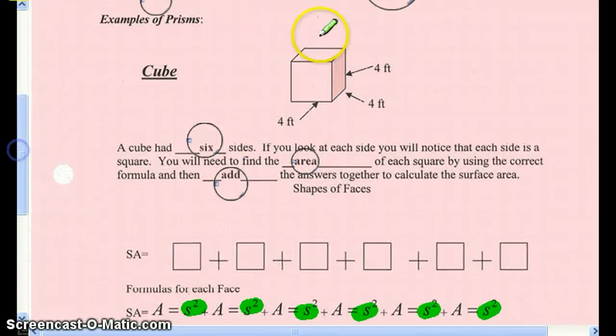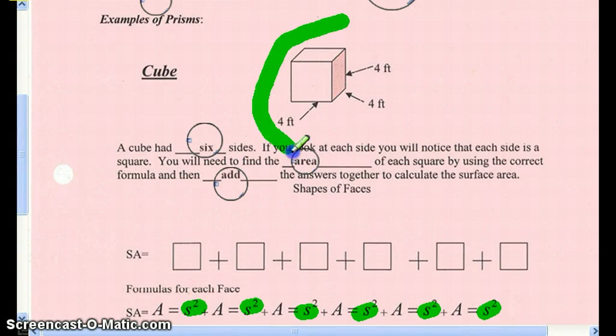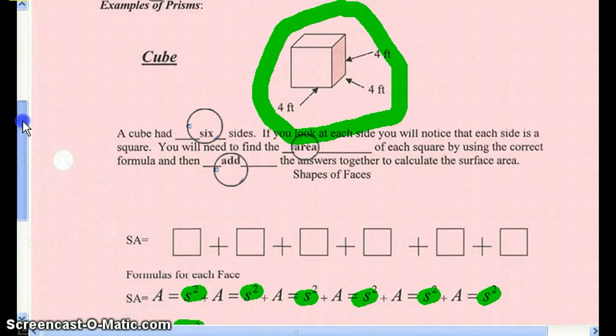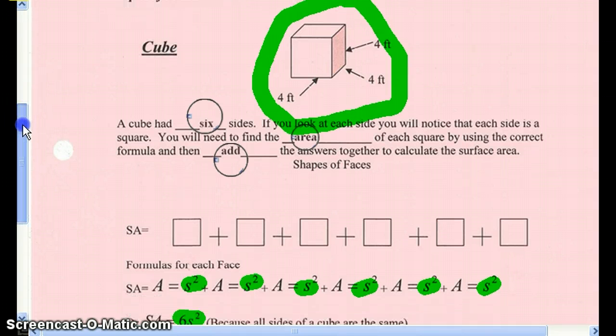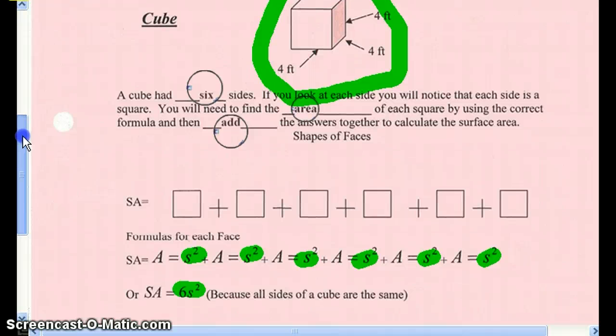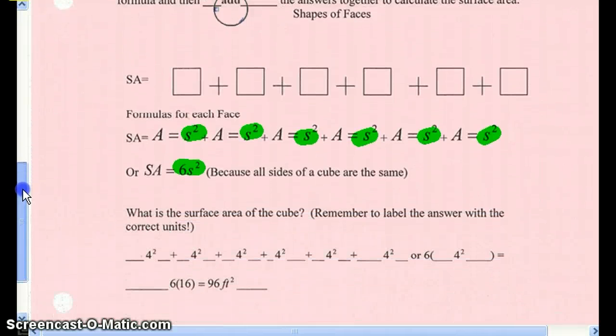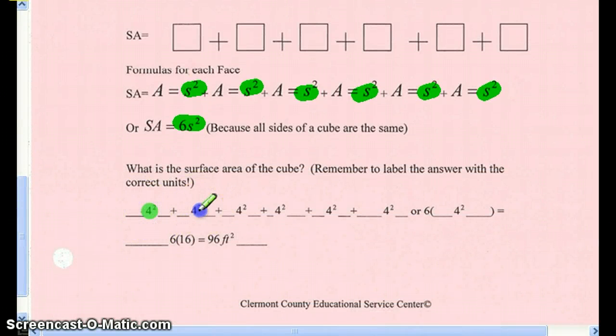So if you look at the diagram of the cube, what I want you to do right now is pause the video, calculate the surface area of that cube below, and then press play to check your answer. So if you calculated correctly, you would have taken 4 squared for each of the 6 sides and added it all together. You end up getting 96 square feet.